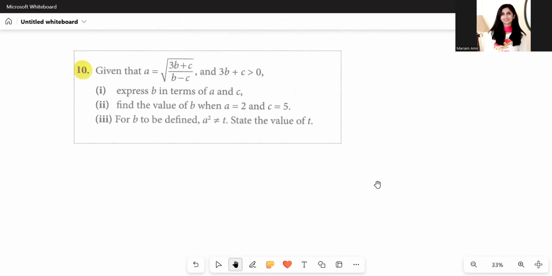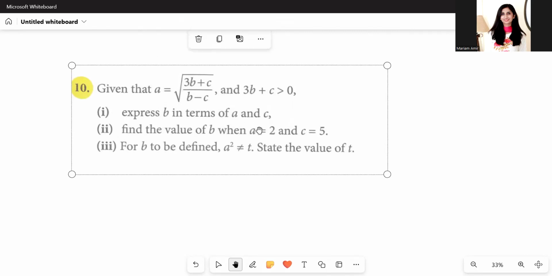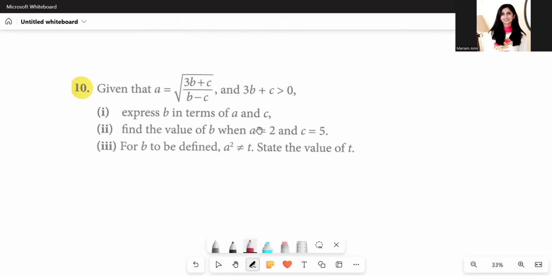Everybody okay? All right, question number 10. a equals square root of 3b plus c over b minus c. It says express b in terms of a and c. What exactly are they asking for here? Make what the subject? Express b, that means b equals something in terms of a and c. So we need to make b the subject. You can't make b the subject while there's a big fat square root on it. So now we square both the sides to get rid of the square root. We start by squaring both sides.